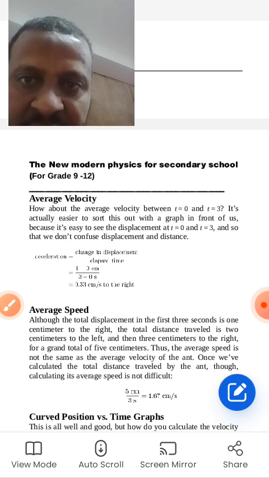It's actually easier to sort this out with the graph in front of us, because it is easy to see displacement at time t equals 0 and t equals 3, and so that we don't confuse displacement and distance.